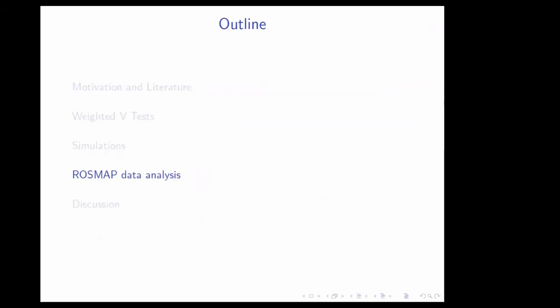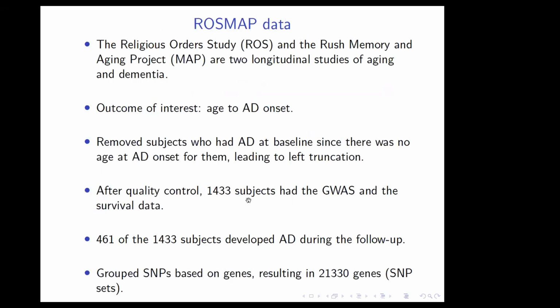Now let me show you a real application. The real data come from these two studies, the Religious Orders Study and the Rush Memory and Aging Project. Both are longitudinal studies of dementia. The outcome of interest is age to Alzheimer's disease onset.